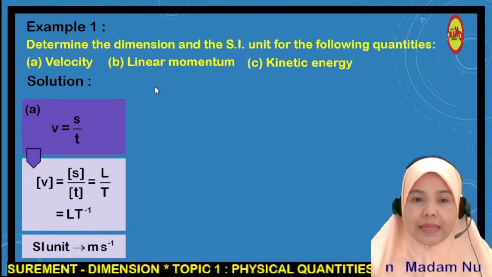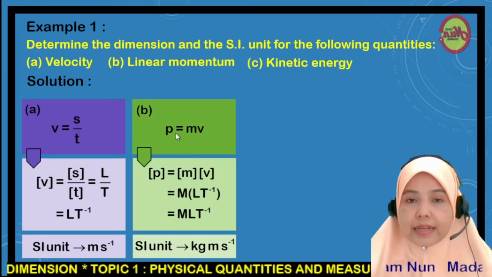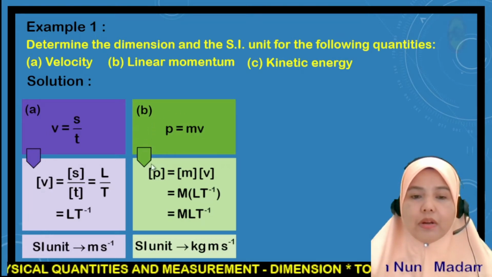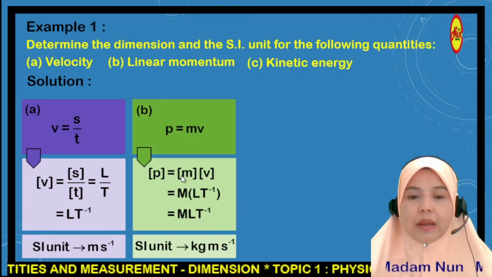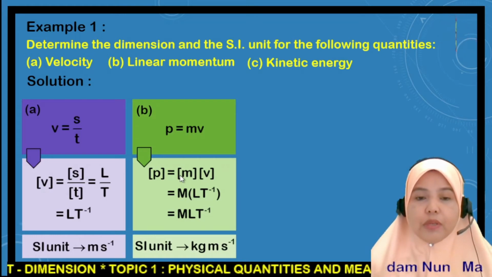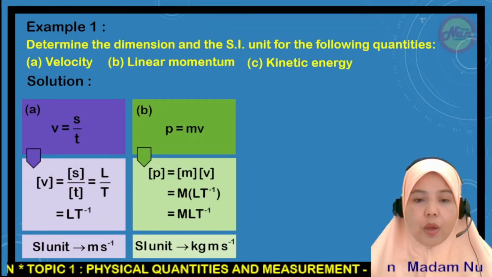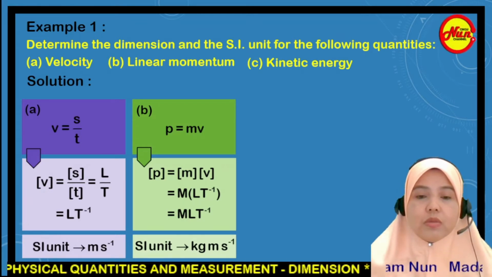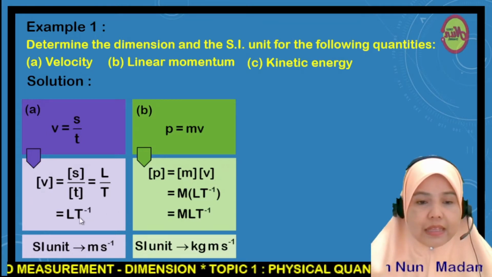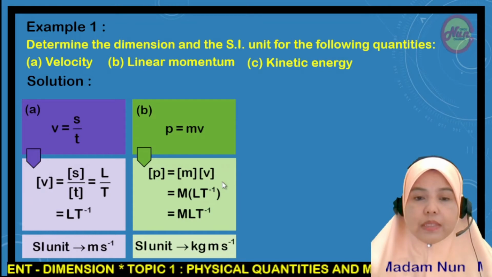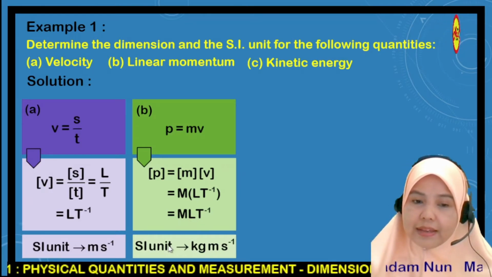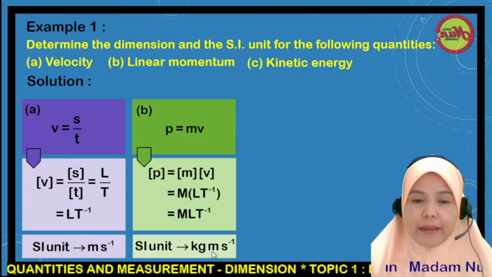Now take a look at B, which is the linear momentum. How do we identify the dimension and SI unit? First, you know the equation for momentum, which is p equals mv. So we write down the dimension equation. The dimension of P is equal to the dimension of m times the dimension of v. And please, when you write the dimension, no need to use the bracket symbol; to differentiate between the two physical quantities, we just use parentheses. So M represents the dimension for mass, and here we know that the dimension for velocity is LT minus 1. We just substitute and we get the dimension for linear momentum, which is MLT minus 1. Because of that, the SI unit for linear momentum is kg m s minus 1.